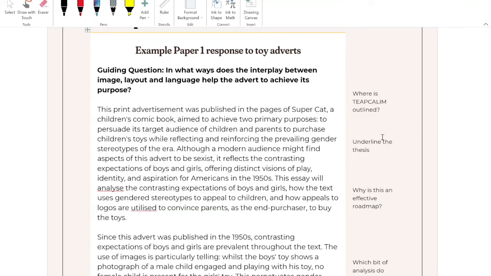Although a modern audience might find aspects of this advert to be sexist, it reflects the contrasting expectations of boys and girls, offering distinct visions of play, identity, and aspiration for Americans in the 1950s. This essay will analyse the contrasting expectations of boys and girls, how the text uses gendered stereotypes to appeal to children, and how appeals to logos are utilised to convince parents as the end purchaser to buy the toys.